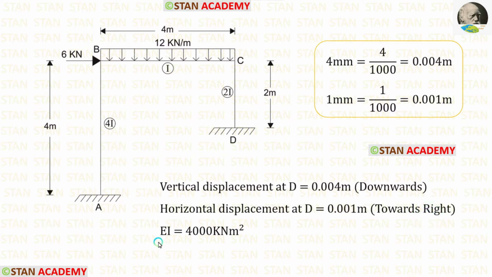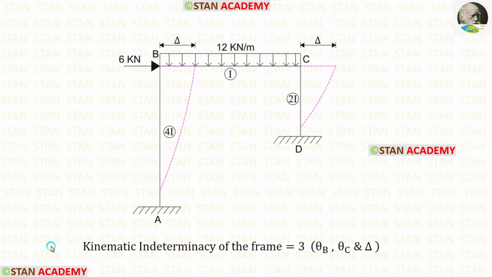The flexural rigidity EI is given as 4000 kN meter square. This frame is a sway type frame. Let us assume that the sway occurs towards the right side.